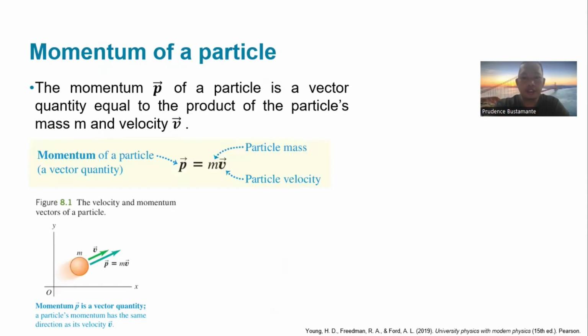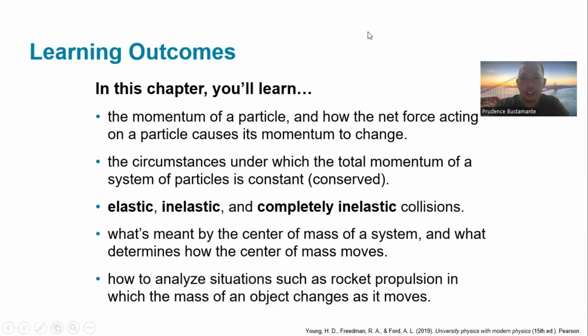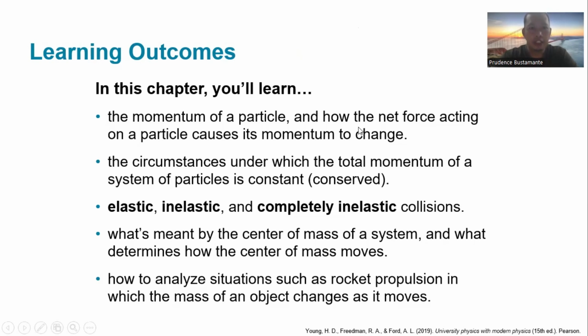In this chapter, you will learn the momentum of a particle and how the net force acting on a particle causes its momentum to change. The circumstances under which the total momentum of a system of particles is conserved. We are going to learn also the types of collisions such as elastic, inelastic, and completely inelastic collisions. We're going to discuss and have an example of these collisions in one dimension and two dimensions.